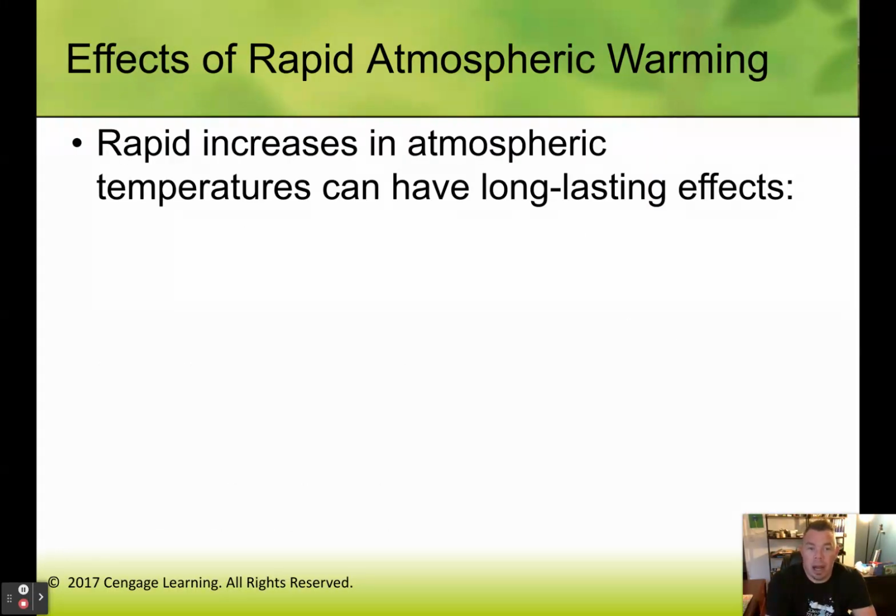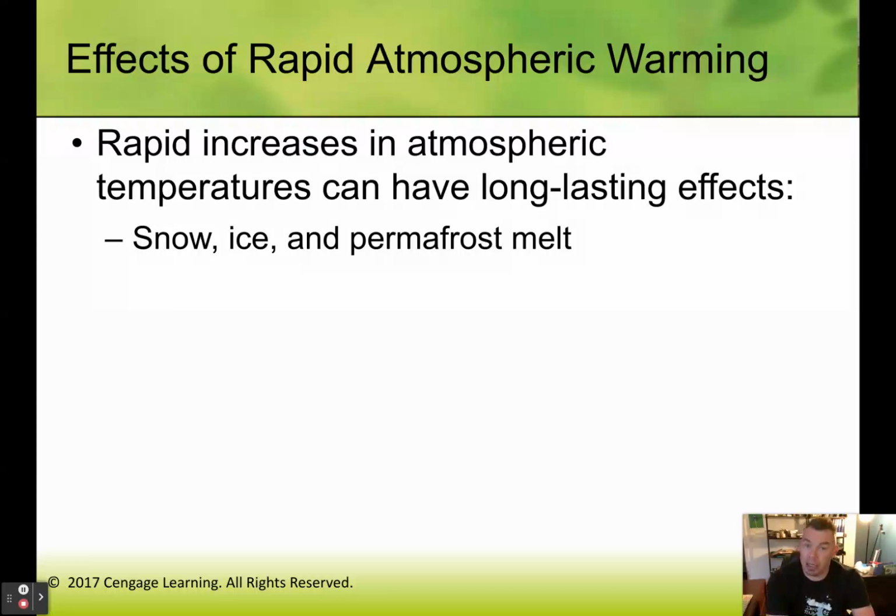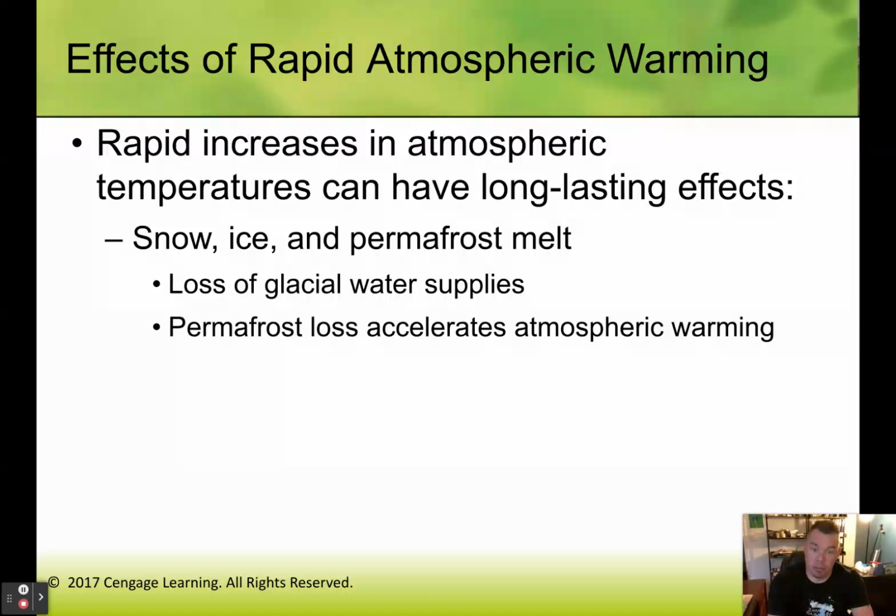All right. Now, this rapid change can have really long lasting effects because the snow and the ice and the permafrost melt. The permafrost melting, that's a real big problem. That will mean the loss of glacial water supplies. So think of most of the west coast of America is reliant on snow melt and glacial melt every year for its drinking water. If that all goes away and we aren't getting more snow, where are we going to get the water from?